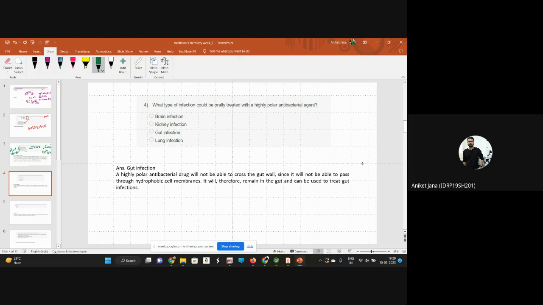Okay, so as in our question it is mentioned that it is a highly polar antibacterial agent. So as it is not able to cross the hydrophobic cell membrane, it will be restricted and can be used to treat the gut infection.